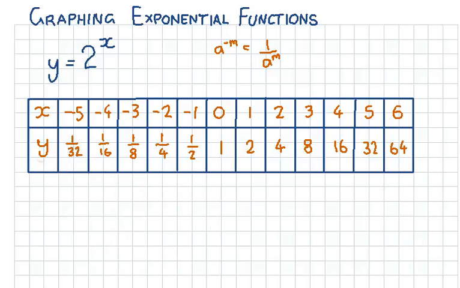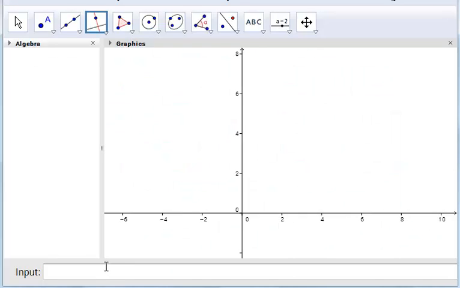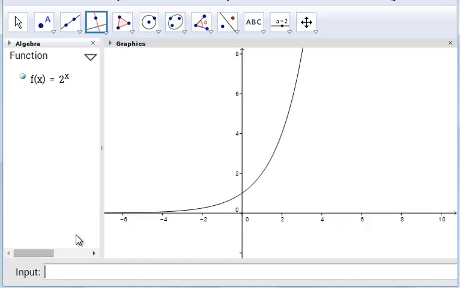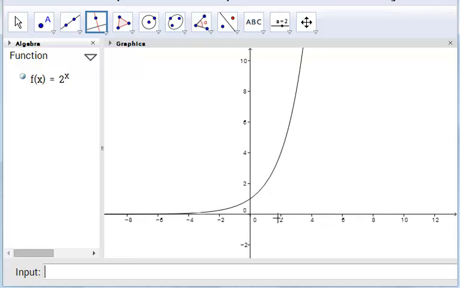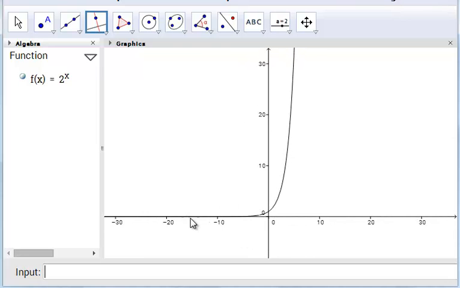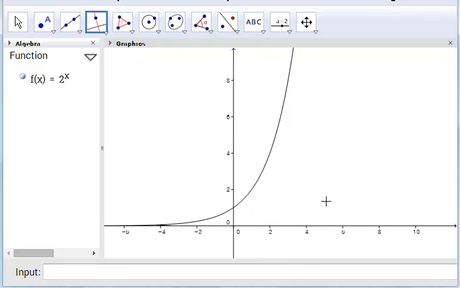So let's look at what that looks like in a graph. Using GeoGebra, I'm going to plot y equals 2 to the power of x. So what we see here is on the left hand side, the function is very close to 0. And if we zoom out, that's very close to 0 there. If we were to zoom in, it'll take a long time, but eventually we'd see that function down here at minus 30 is close to 0. It'll take a very long time to scroll into that.